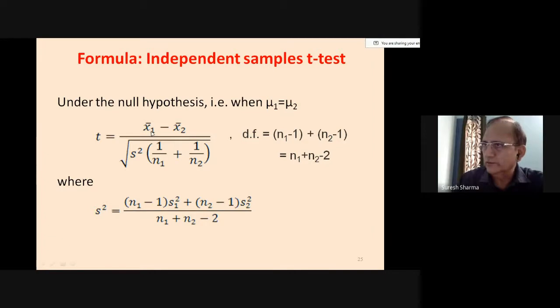X1 bar is known to me, the mean weight gain of the pizza diet people. X2 bar is known to me, S square is known to me, N1, N2, everything is known. So I will get a T value and P value, right? And with this much of degrees of freedom.